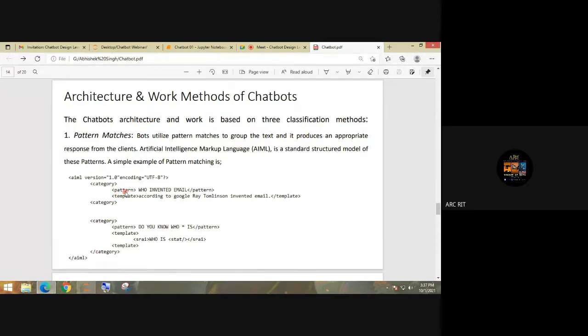Here also, if I am writing a pattern, "who invented email", then I am giving a response, "according to Google, Ray Tomlinson invented email." So there are categories. In those categories, I am writing some pattern, some input, and I am giving the response also. Similarly, another category, "do you know who". Someone may ask who invented email, or someone may ask "do you know who invented email?" Then the bot should be able to recognize that both questions are the same.